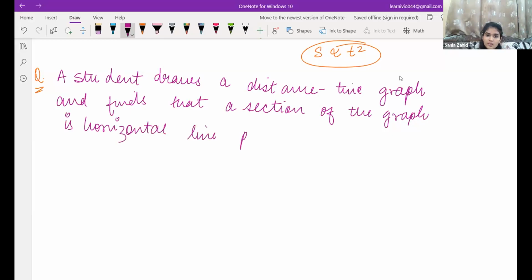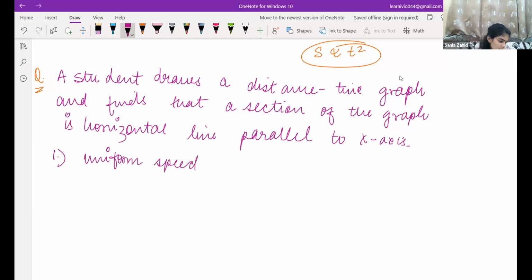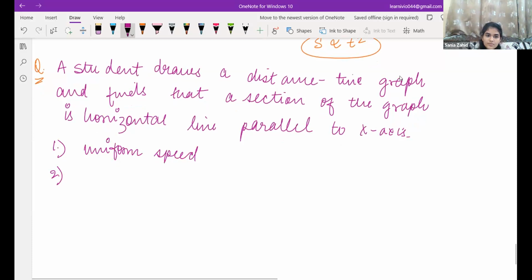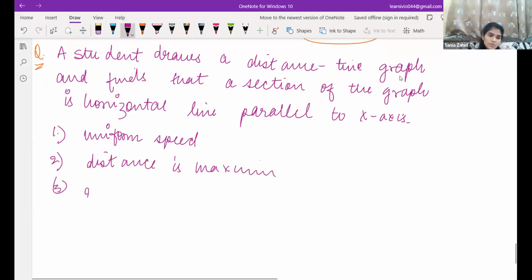line parallel to x-axis. Which of the following is correct about the section of the graph? First is scooter has uniform speed in this section. Second is distance is the maximum in this section. Third is distance is minimum in this section.